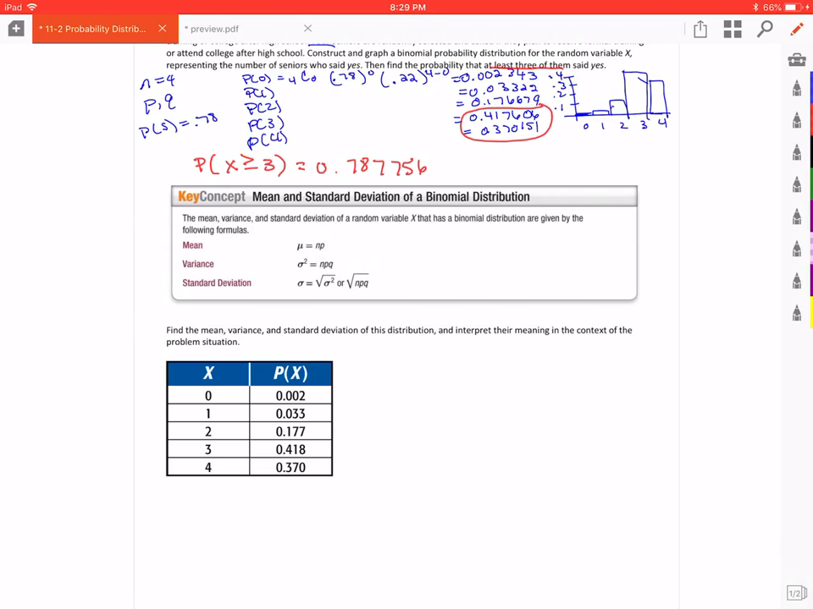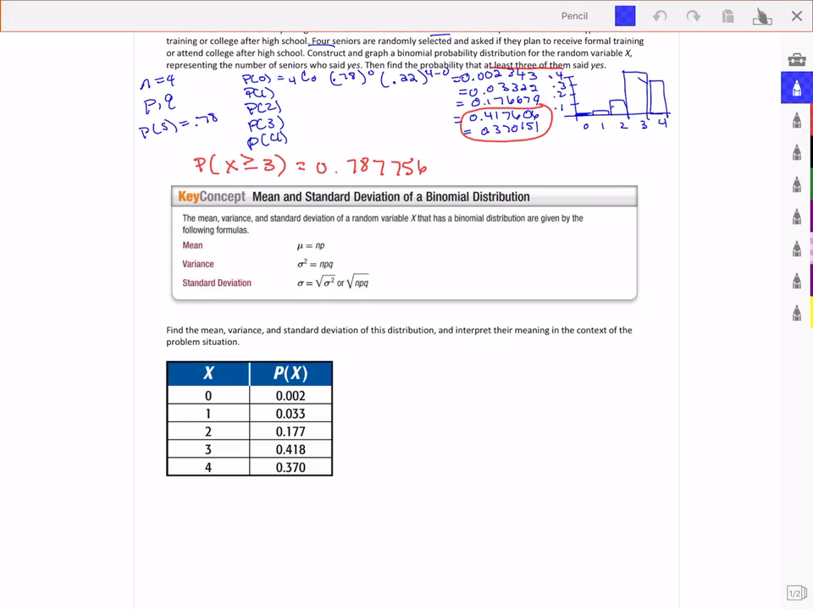Now we do have formulas for mean, standard deviation, and variance. These are actually a bit easier to use than those that we had before. You'll see that mean is NP, variance is NPQ, and standard deviation is still the square root of the variance. You could still use those other formulas. You'd get pretty close answers. These are a little bit easier, so I'd recommend using these.